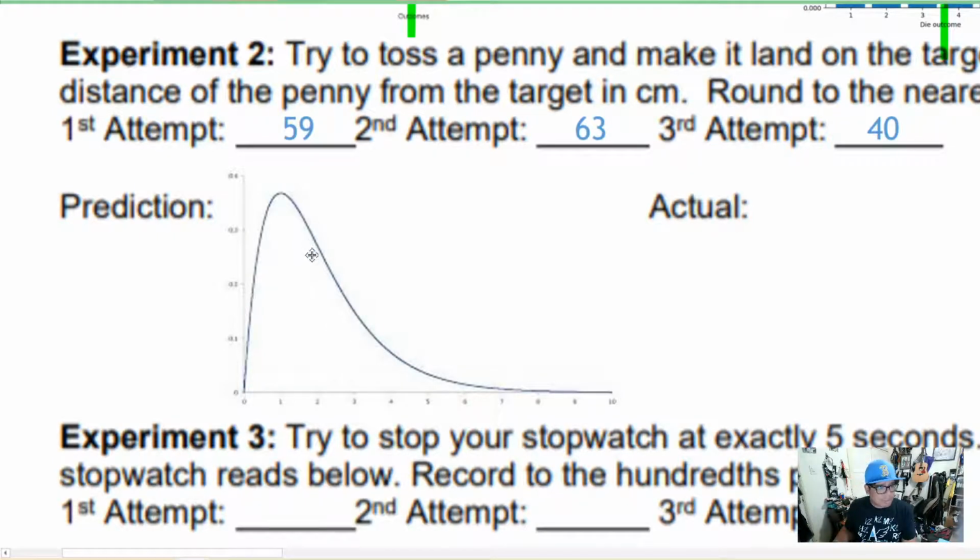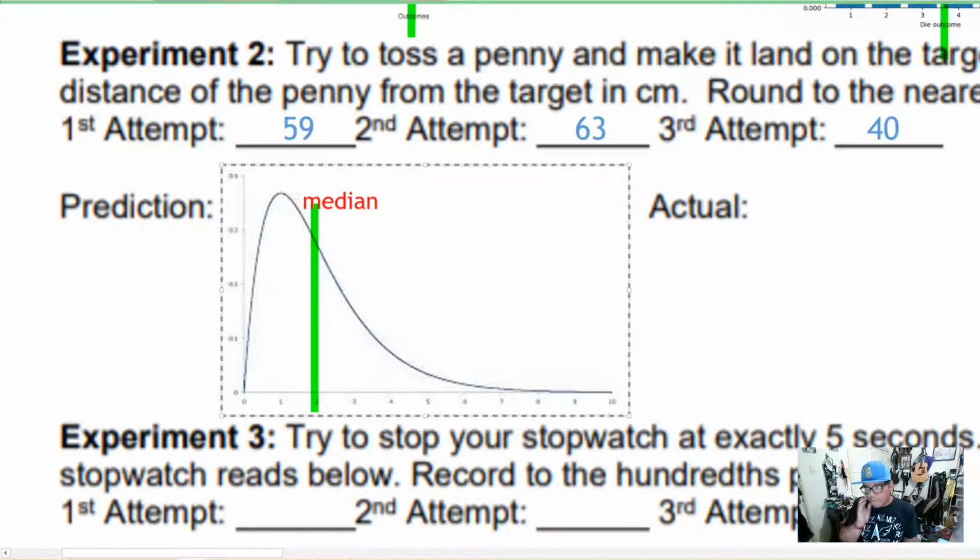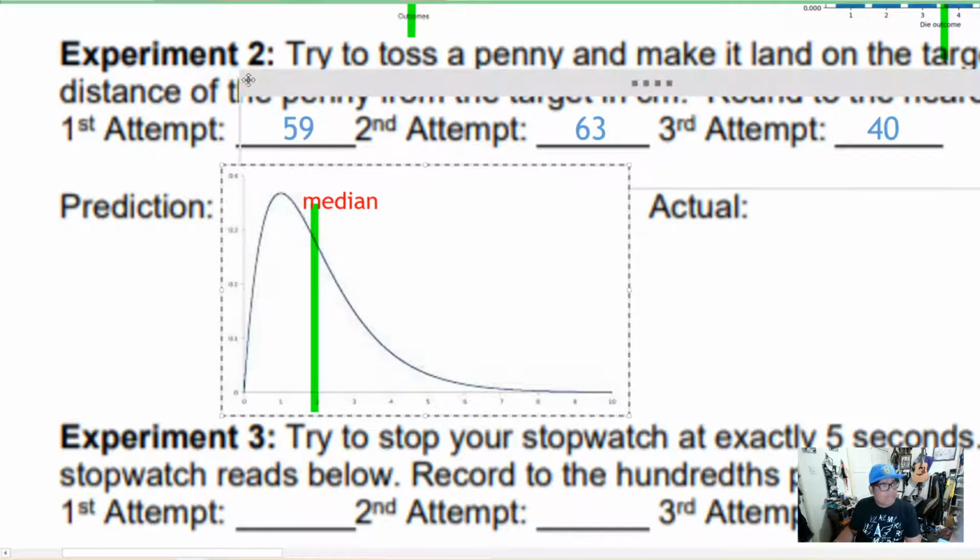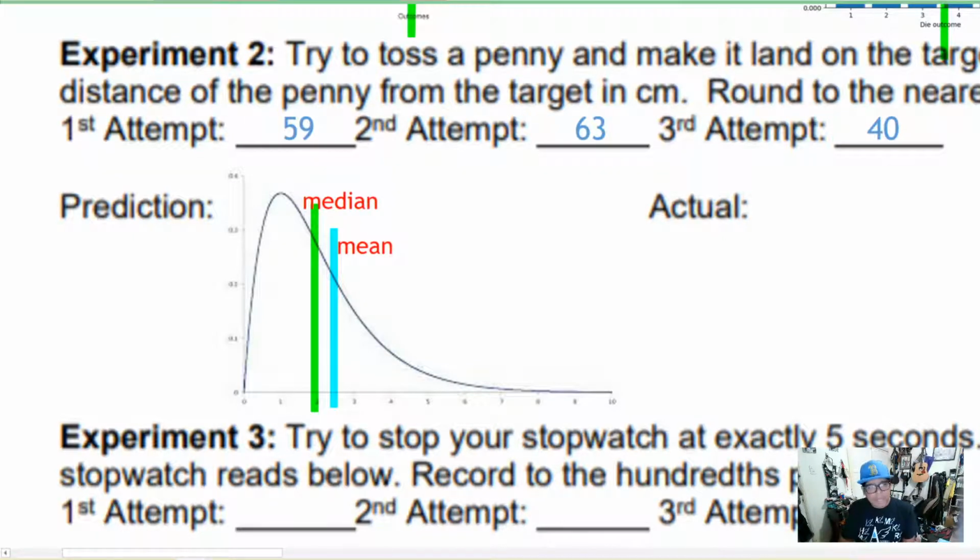So that would probably be right about maybe here. No, maybe a little bit further. So maybe right about here. Now, the mean probably should be a little bit to the left here. If you think about the mean, you're thinking about the balancing point of this. Where would the left and the right balance? And so we would probably put the mean over there.